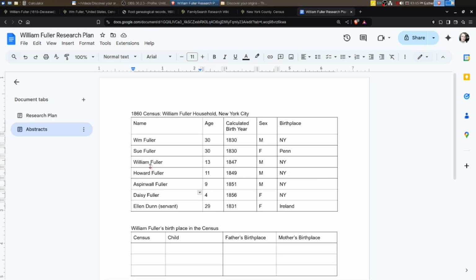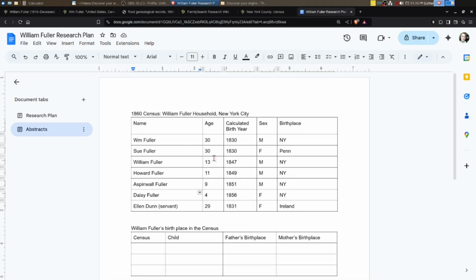So William Fuller here, he is most likely the oldest child. There could have been some other children born in New York, and then the youngest daughter is also born in New York. So the family is in New York by at least 1847. And William was in New York. He was born in New York, so we need to consider that.